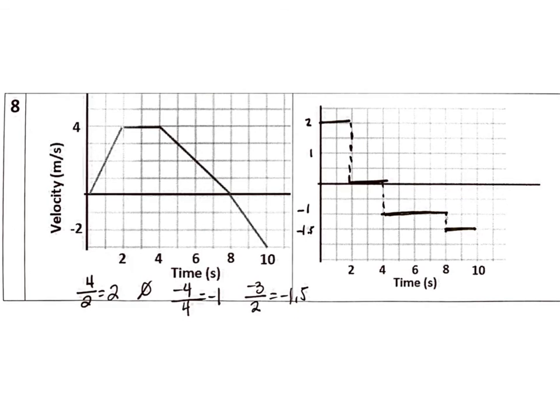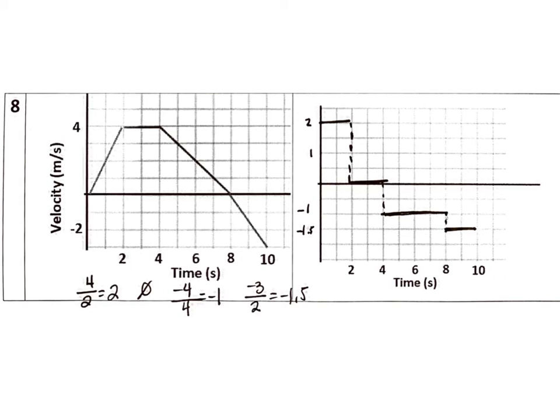All right, and the last one, you're again going to go find all of the slopes. So the first one slope is 2. The second one, it's a horizontal line, so you automatically know it's a slope of 0. The next one, your rise goes from 4 down to 0, so it's -4. It goes from 4 to 8 seconds, so its run is 4. So that equals -1. And then the last one, its rise is -3 and its run is 2 because it goes from 8 to 10 seconds. When you divide that out, you get -1.5. So then for your acceleration graph, you plot those numbers.